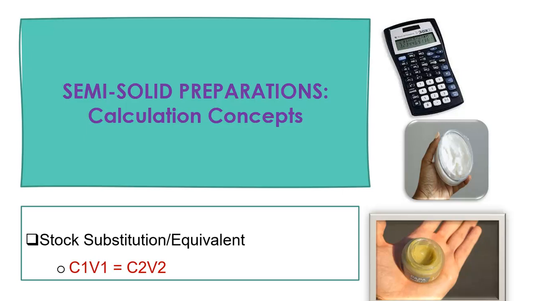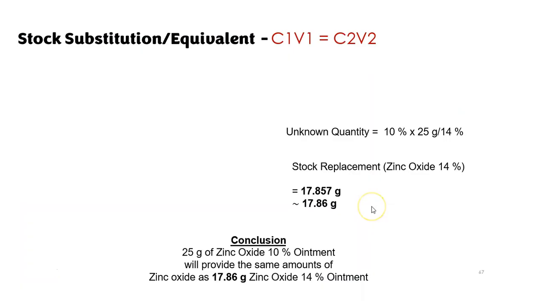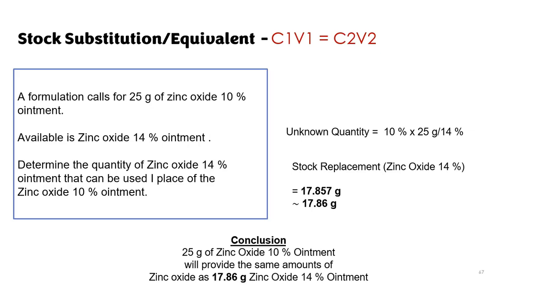Now, did you know that you can use the same C1V1 equals C2V2, or Q for quantity, V for volume, to figure out how you can interchange or substitute one stock for another? Let's look. So here, a formulation calls for 25 grams of zinc oxide 10% ointment. But you go into your pharmacy or on your shelf and you only have zinc oxide 14% ointment.